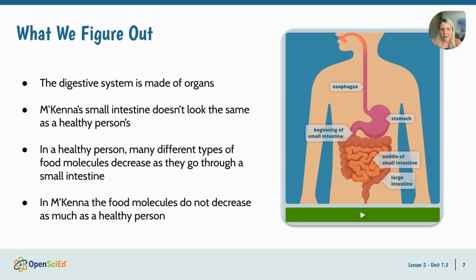Now, we can say that by the end of this lesson, the digestive system is made up of a bunch of organs, that McKenna's small intestine doesn't look the same as a healthy person's, and in a healthy person, there are many different types of food molecules decreasing as they go through the small intestine. But in McKenna's, the food molecules don't decrease as much.